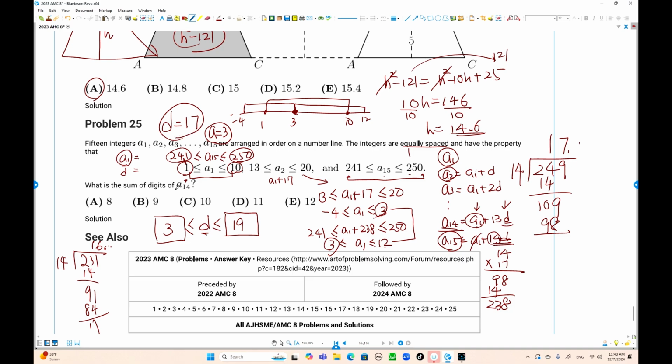So what they're asking you to find is the 14th term. What is the 14th term? First term, 3, plus 13 times, 14 minus 1, 13 times 17, right? That is the 14th term. 13 times 17 is 221, isn't it? 221 plus 17... 240. Oh, no. 238. That is 221.